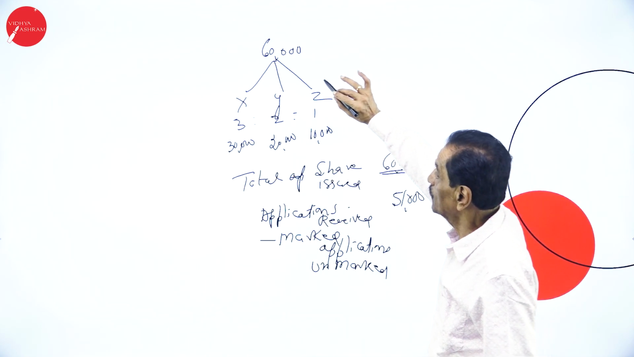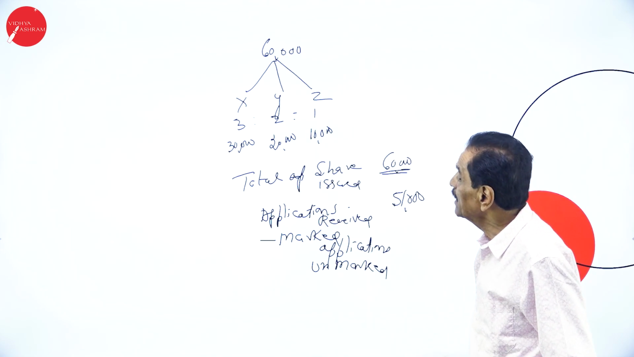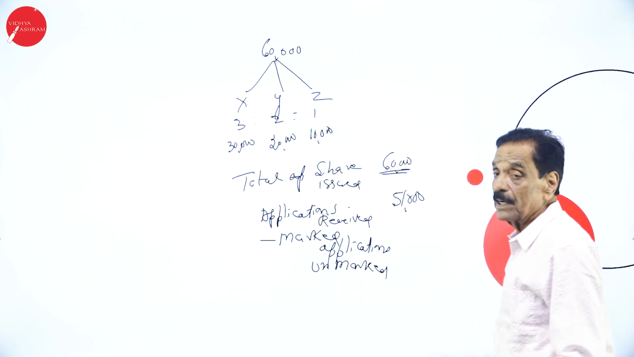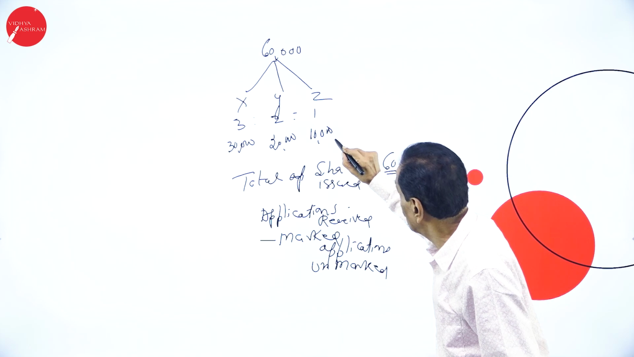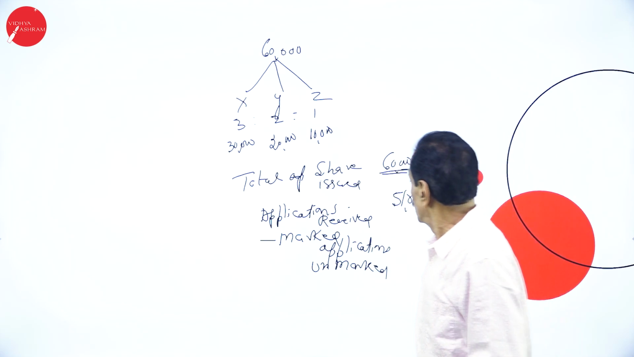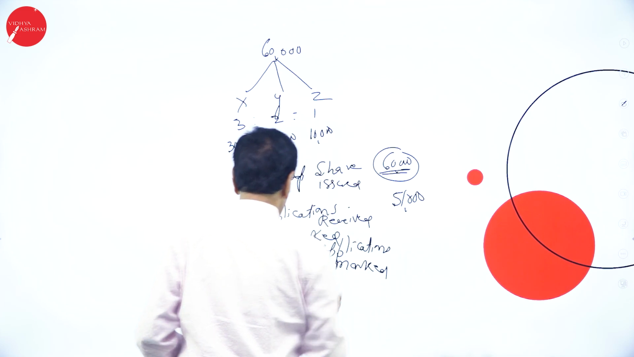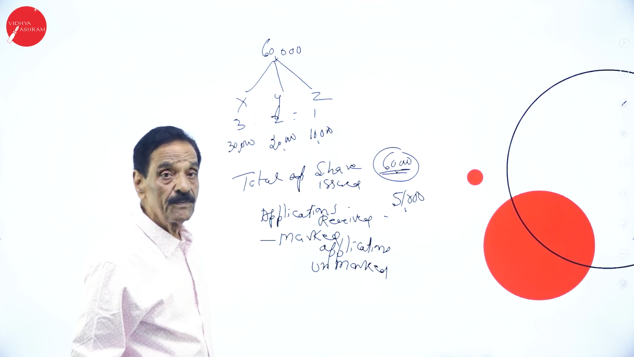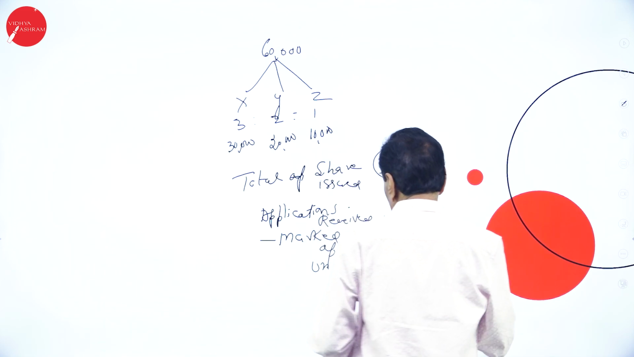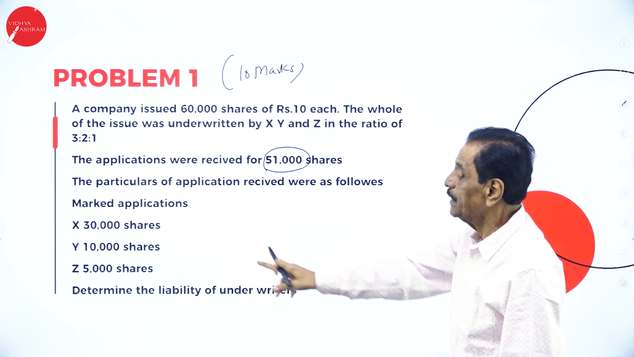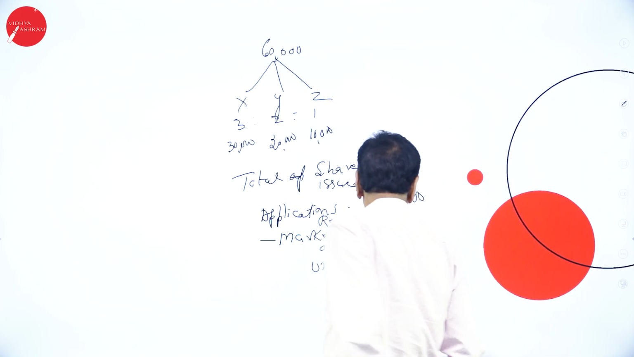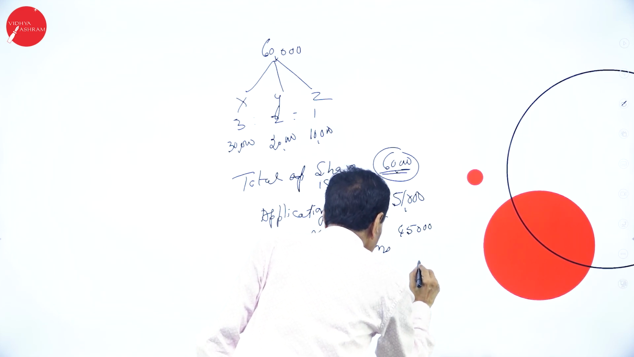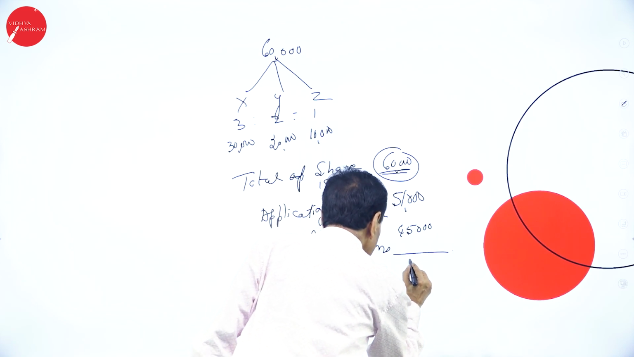So total number of shares issued is 60,000, underwritten by XYZ in the ratio of 3:2:1. X takes the responsibility of 30,000 shares, Y 20,000, Z 10,000 shares. So total applications received 60,000. Application received 51,000. Out of it, marked applications 45,000. How much unmarked? 6,000.